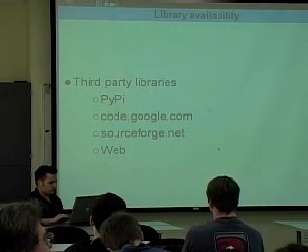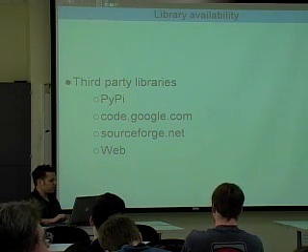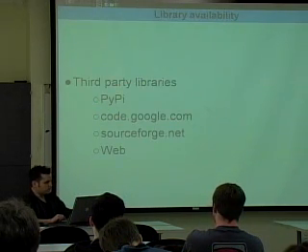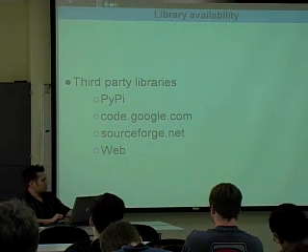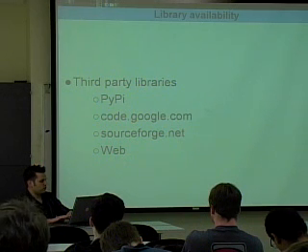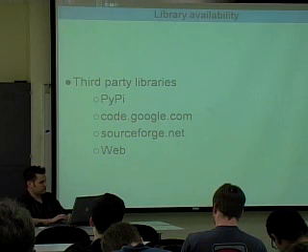There's also, in addition to the standard library, like I said, a ton of third-party libraries. These are some places where you can go and get Python source code, PyPI. That's kind of like CPAN for Perl or Gems for Ruby. And then obviously Google and SourceForge are in there.